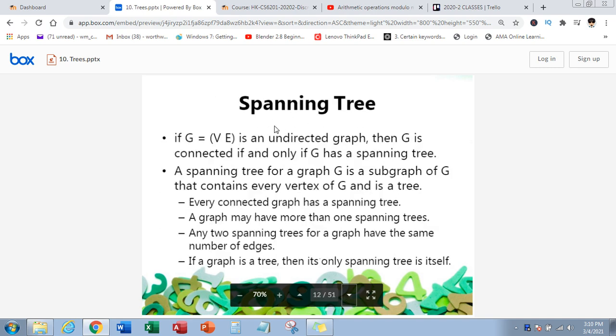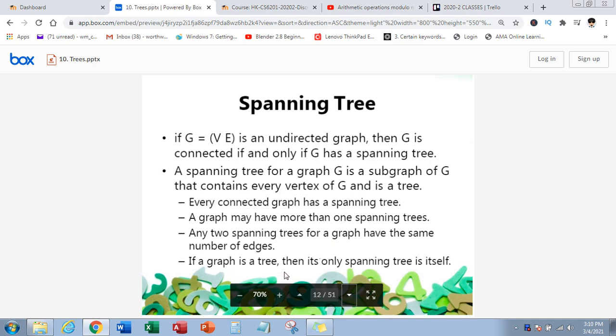So what are spanning trees? If G equals (V, E) is an undirected graph, then G is connected if and only if G has a spanning tree. The spanning tree of a graph G is a subgraph of G that contains every vertex of G and is a tree. So every connected graph has a spanning tree. A graph may have more than one spanning tree, and any two spanning trees for a graph have the same number of edges.